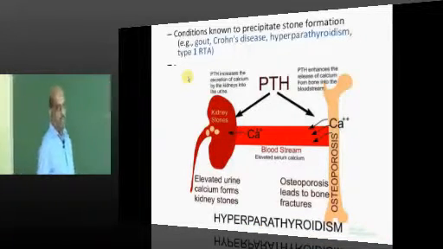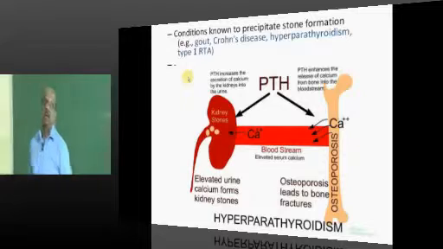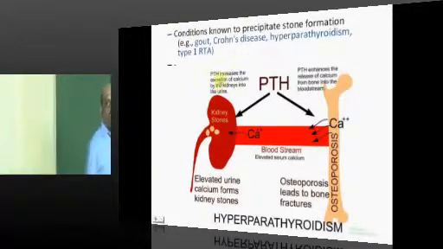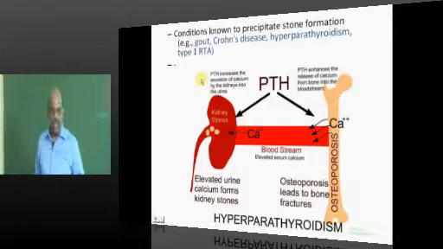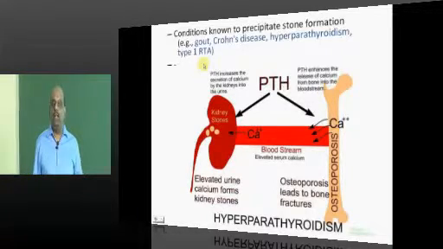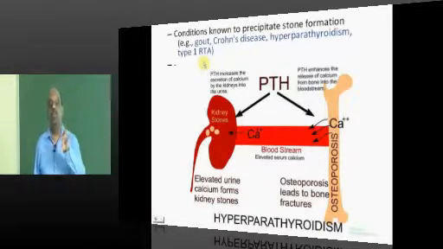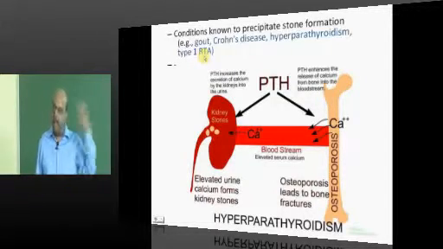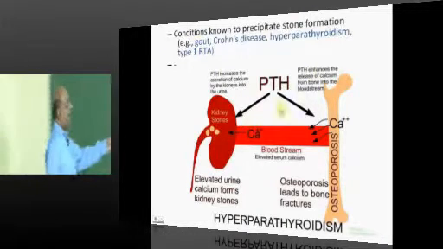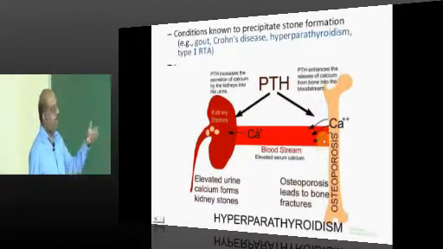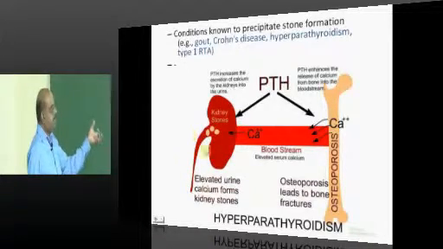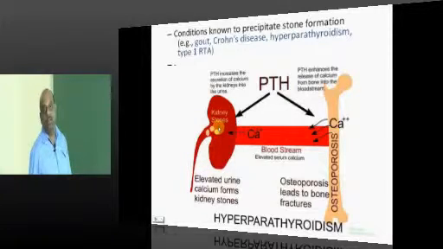Third, there are some conditions which precipitate stones. Gout, Crohn's disease. Why Crohn's disease? Crohn's leads to involvement of the gut. Inflammatory bowel disease will promote oxalate stone formation, and that leads to development of calcium oxalate stones. Then hyperparathyroidism. What will PTH do? It will drag all the calcium out of the bone and make it lost into urine and increase the urinary calcium levels, and that leads to development of kidney stones.